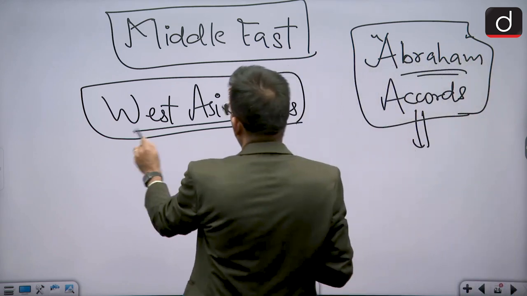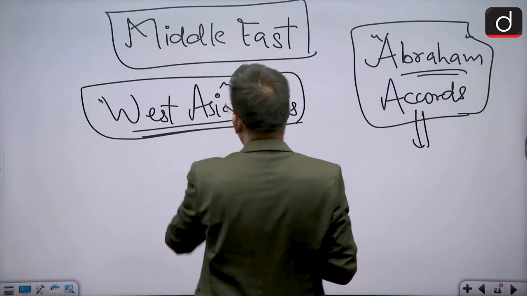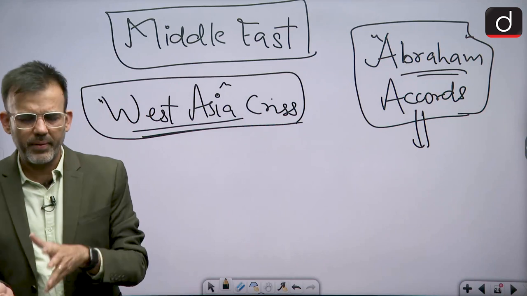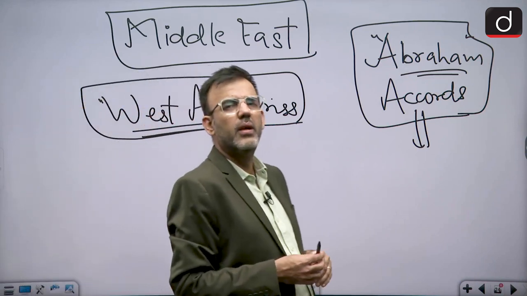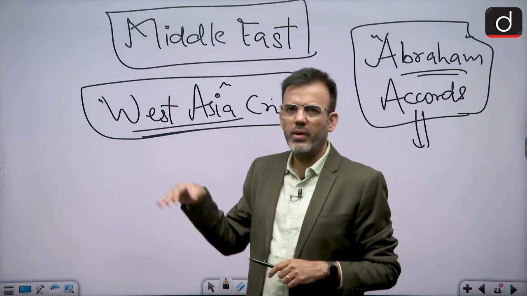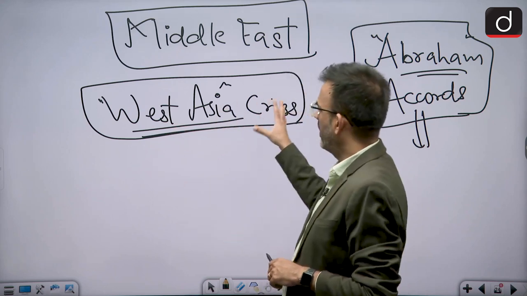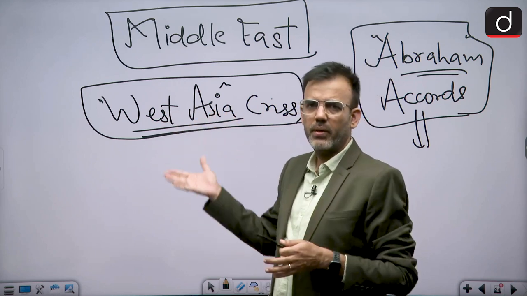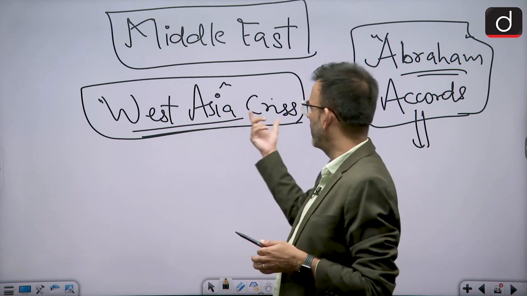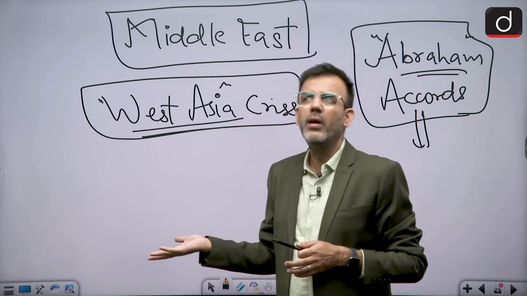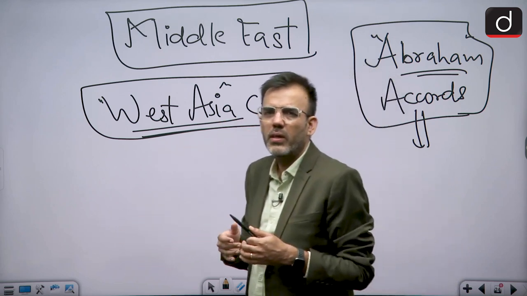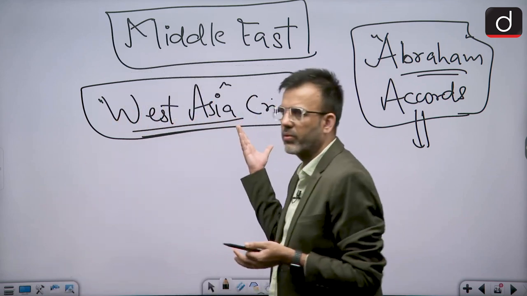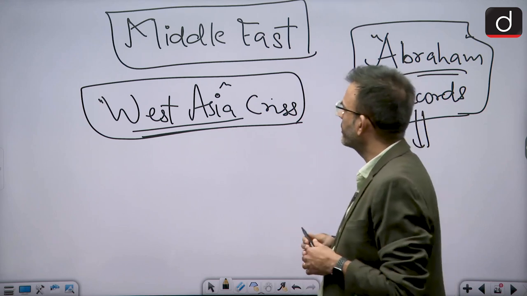West Asia is a geographical denomination. All these Arab countries, Iran, Iraq and Saudi Arabia, UAE, Bahrain, Qatar, all these countries surrounding the Persian Gulf, are the western part of Asia. That grouping is known as West Asia, and there is a crisis between Israel and Palestine, and through Palestine, all the Arab countries are stakeholders in this crisis. So, this whole problem is called the West Asia crisis.